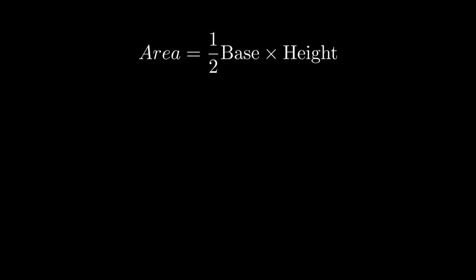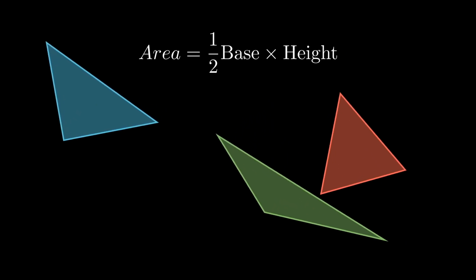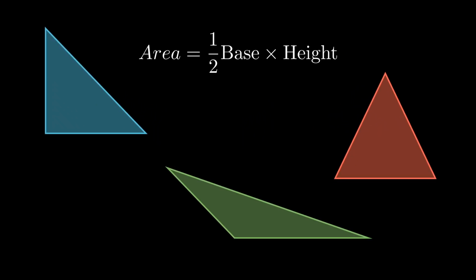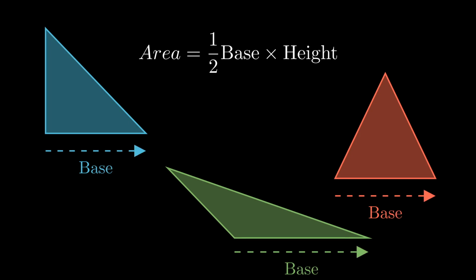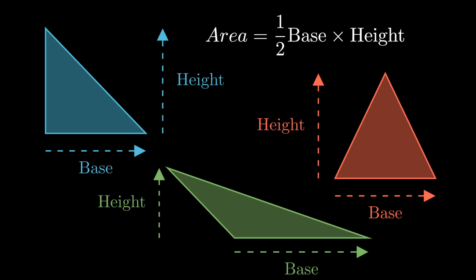So for every triangle, no matter how it is oriented, you can always rotate it, flip it, and you will obtain either a right angled triangle, an obtuse, or an acute angled triangle. And the formula will always be 1/2 base times height.